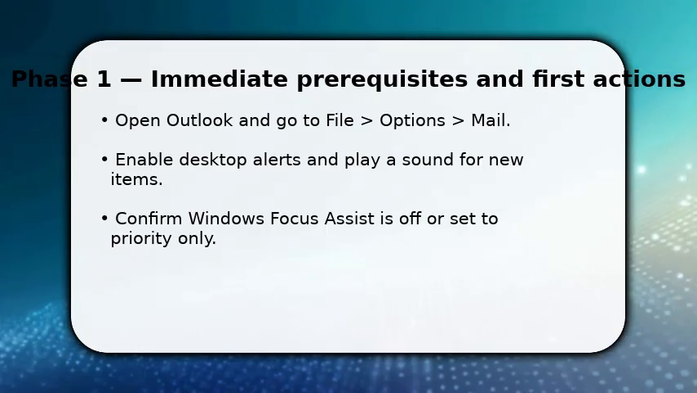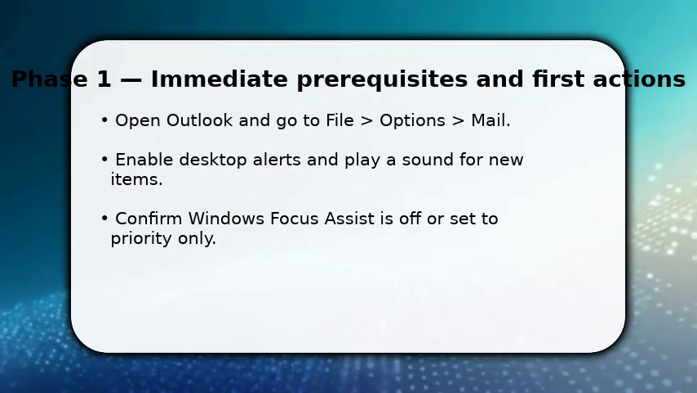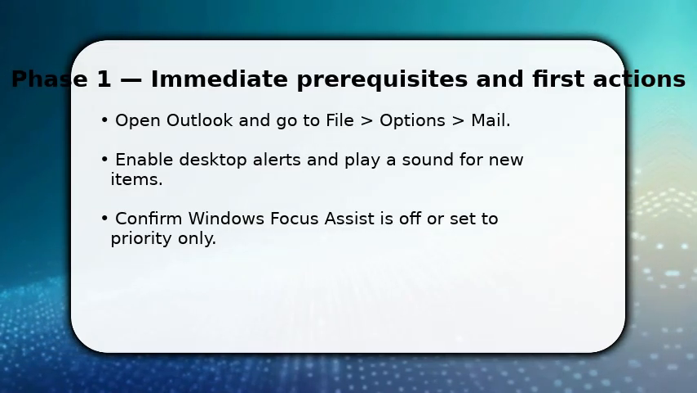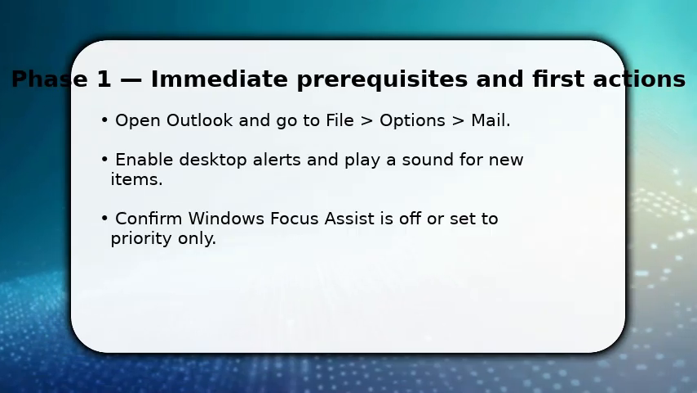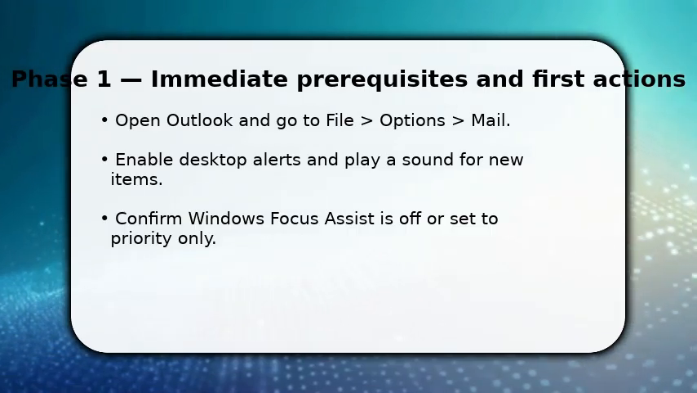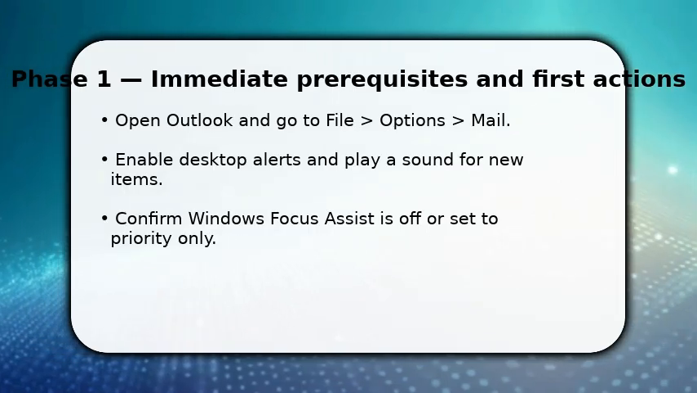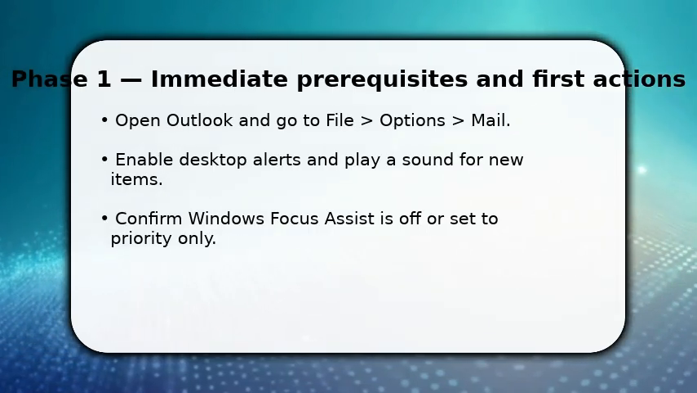You start by ensuring Outlook and Windows can show pop-ups. Open Outlook, go to File, then Options, and choose Mail. Enable desktop alerts and set a clear sound. Once done, switch to Windows settings and check Focus Assist. Make sure it's off or set to priority only so alerts aren't suppressed.